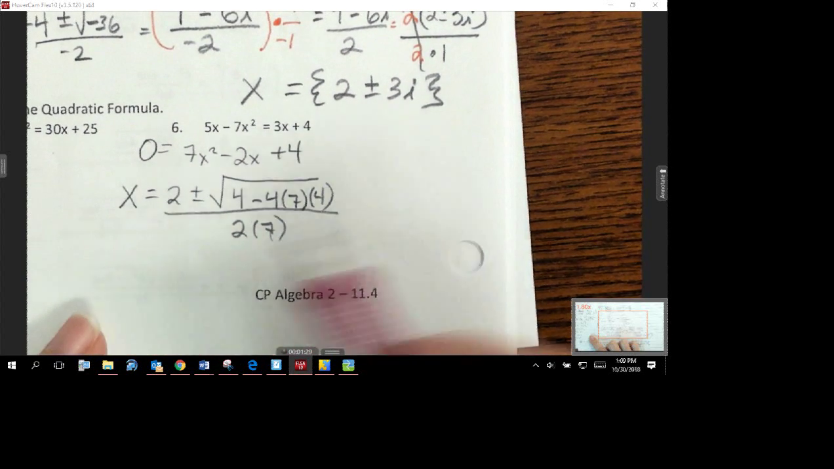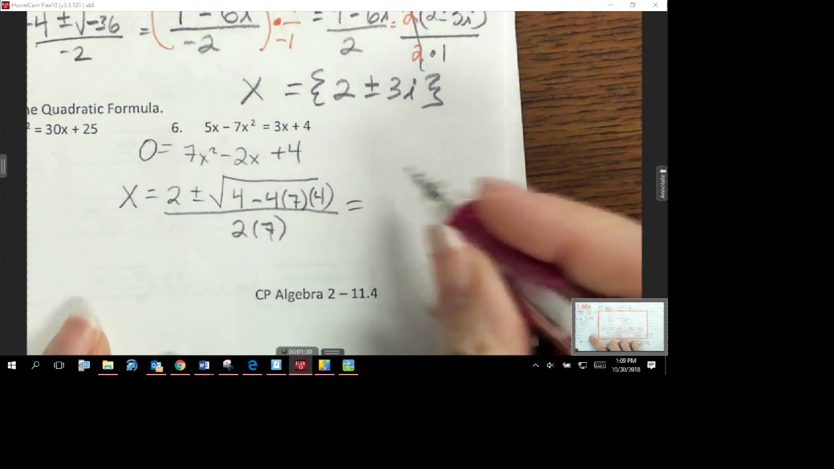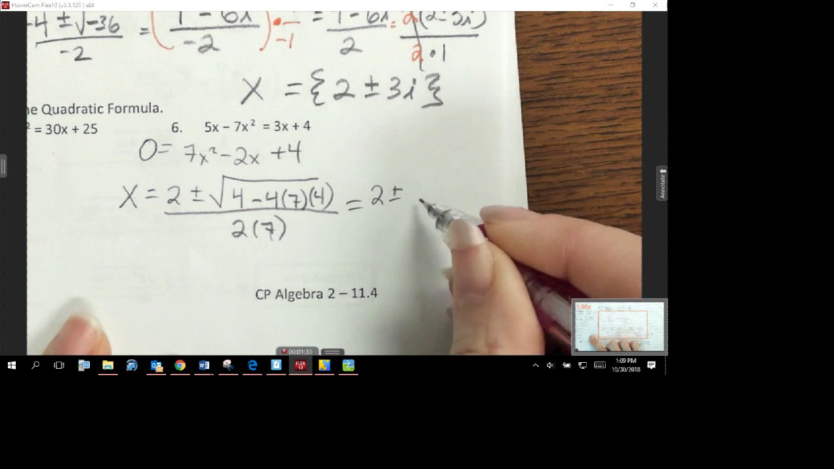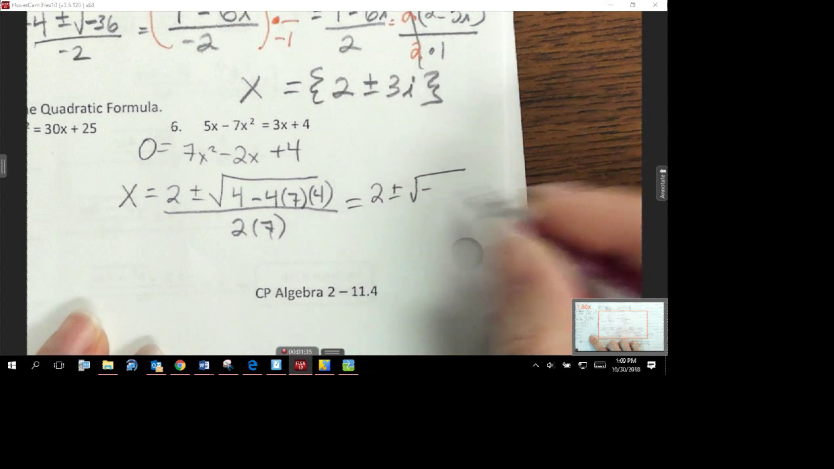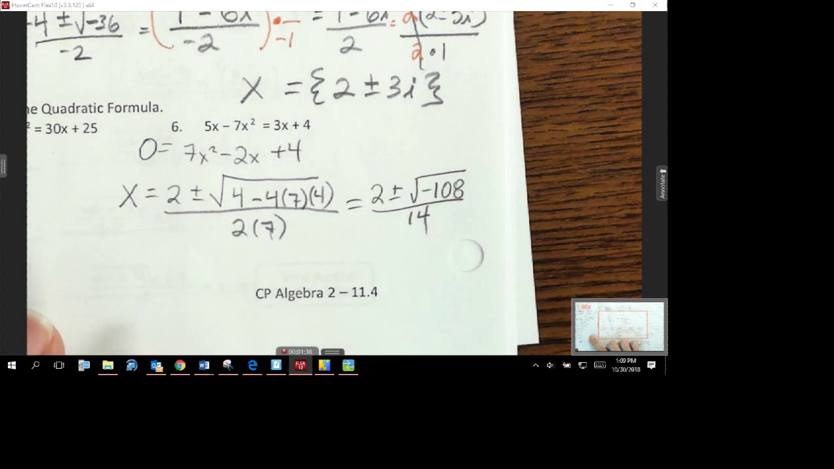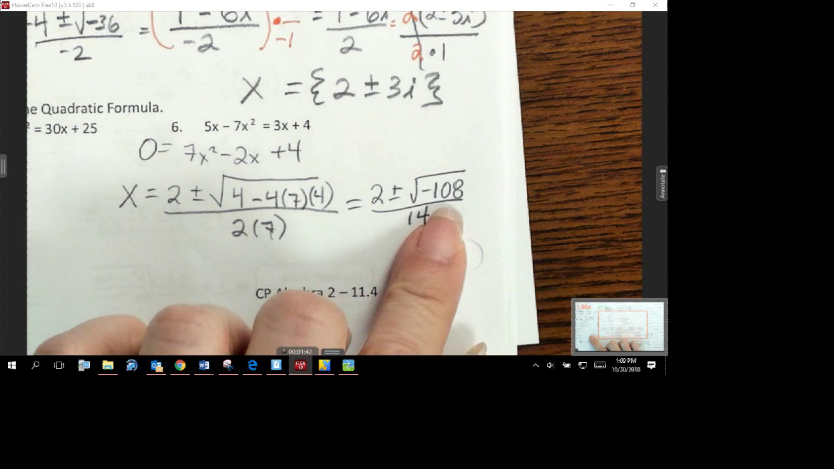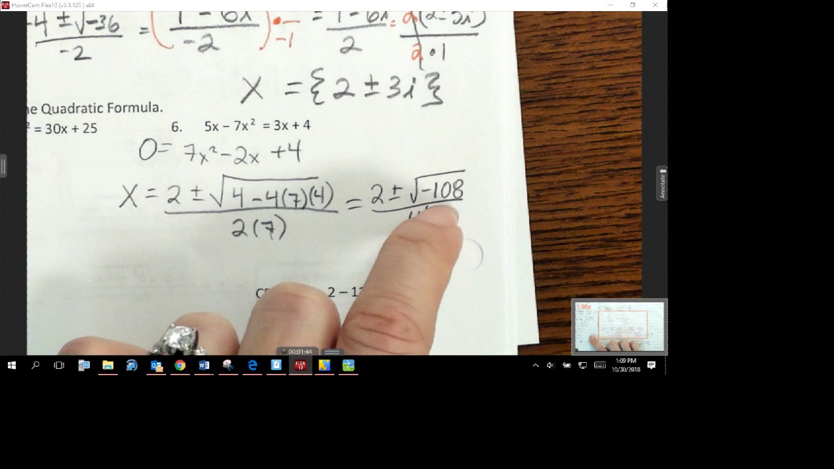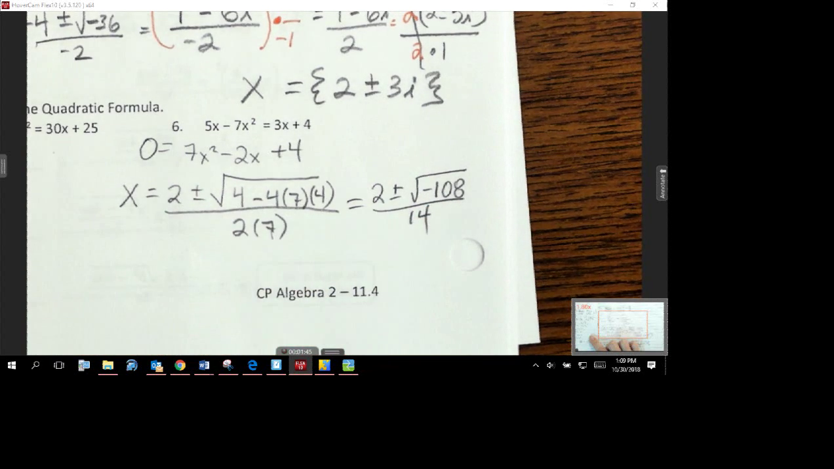All right, so now I'm going to simplify, and as I simplify, you guys just spent a bunch of time doing this. You should get 2 plus or minus square root of negative 108 over 14. So now we have to figure out what is the biggest perfect square that goes into negative 108. Some of you came up with 4. Some of you came up with 9. But both 4 and 9 go in there, so it should be 36.